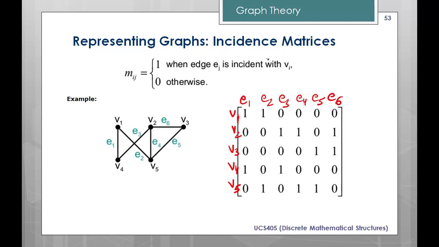Next is representing graphs with incidence matrices. In this case, if an edge is incident with a particular vertex, then we write 1, otherwise 0. See, vertex V1 is connected with which edges? E1 and E2. So only there we write 1, the rest are all 0. V2 is connected to E3, E4 and E6. Same way we can write it for the other vertices.